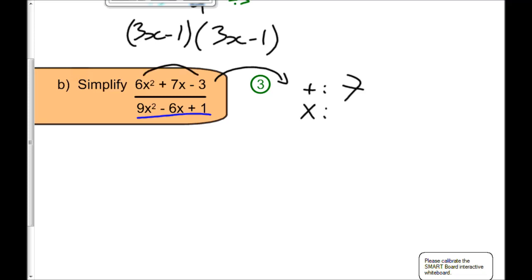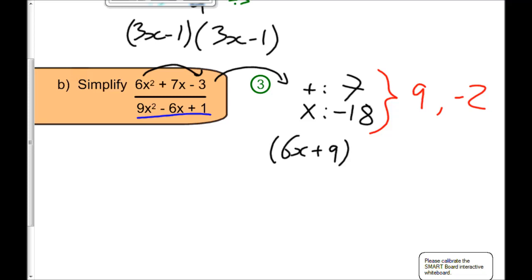Now remember, we have a 6 in front there, so it's going to be minus 18. The two numbers we need to satisfy both of these, we're going to have 9, and it's going to be minus 2. So we'll solve it in the same way. We'll put those in the brackets. Remember, they both have a 6x. So 6x plus 9 on that side, 6x minus 2 on that side. The entire thing divided by 6.